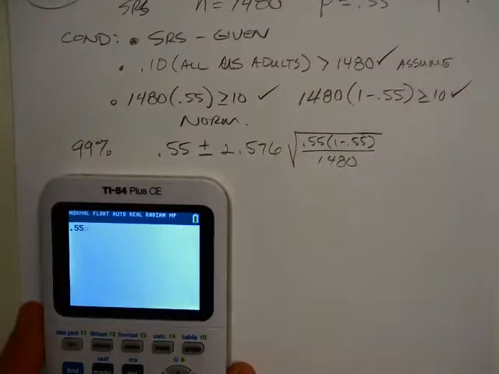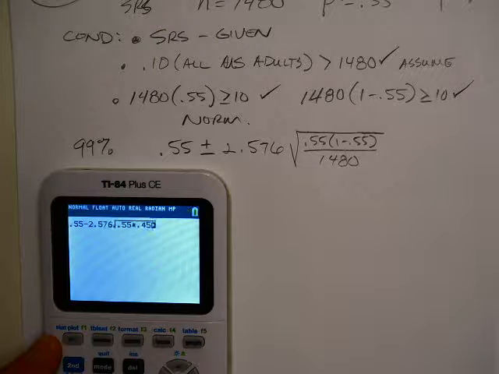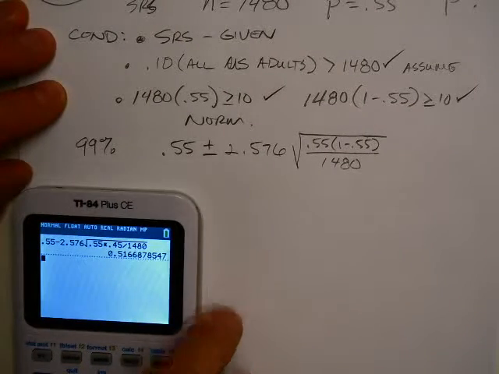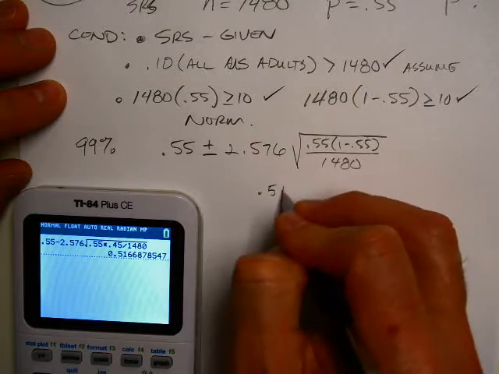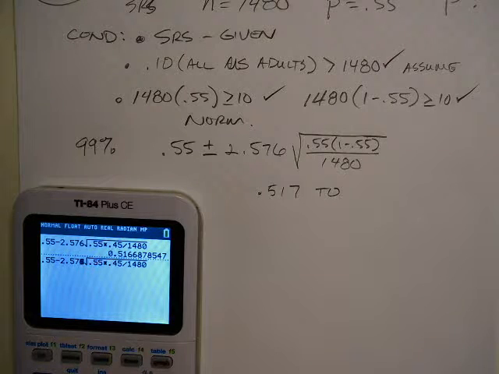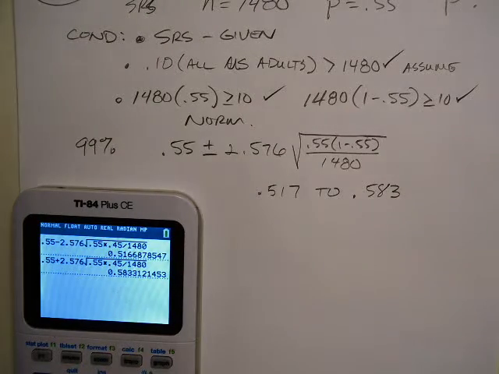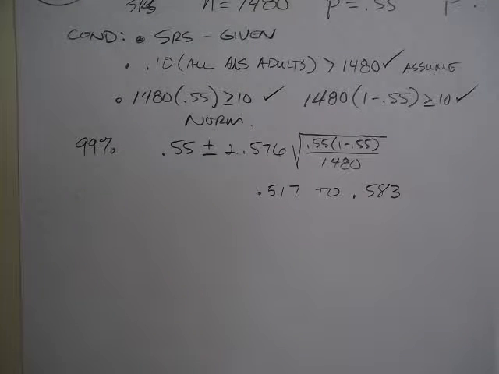So 0.55 minus 2.576. I get 0.517. I'll copy that and change the minus to plus. All right, so far so good.